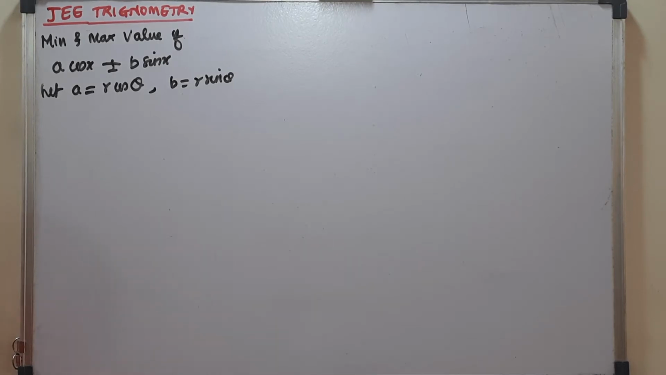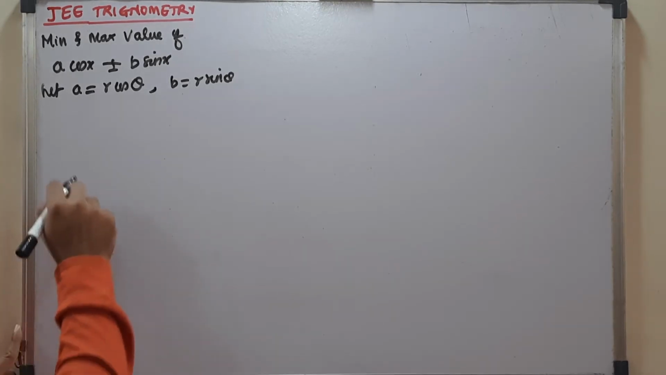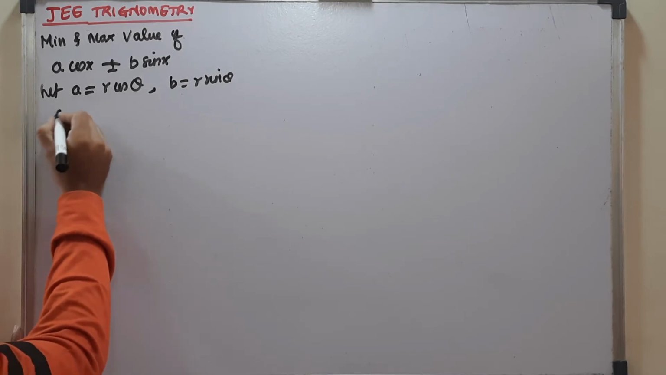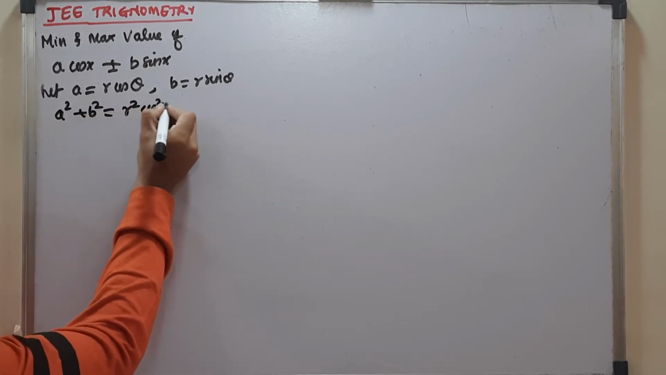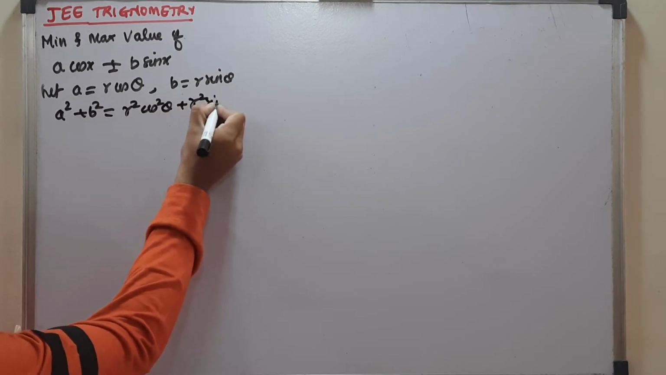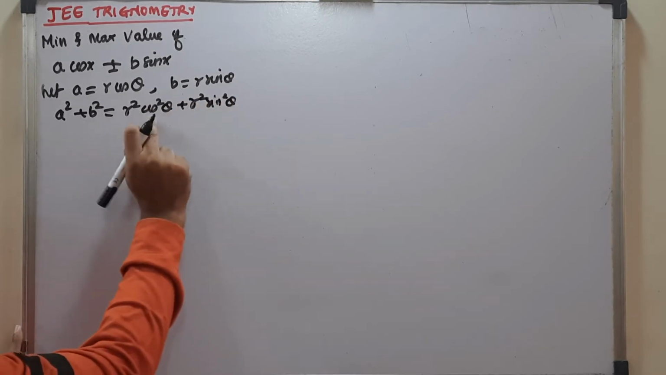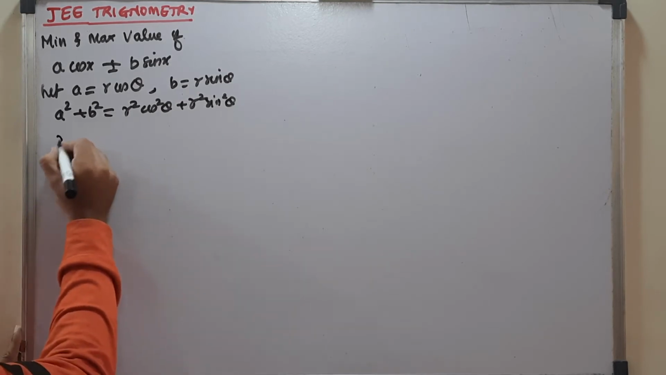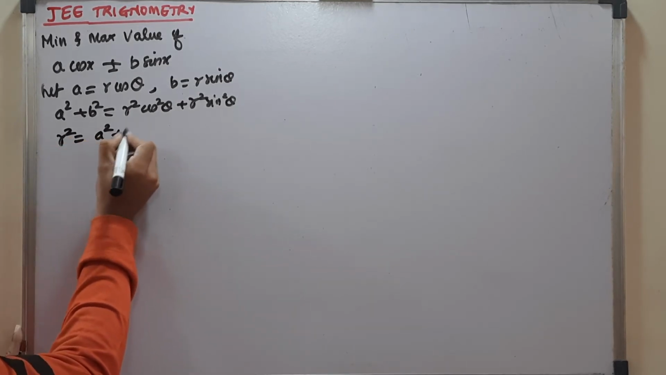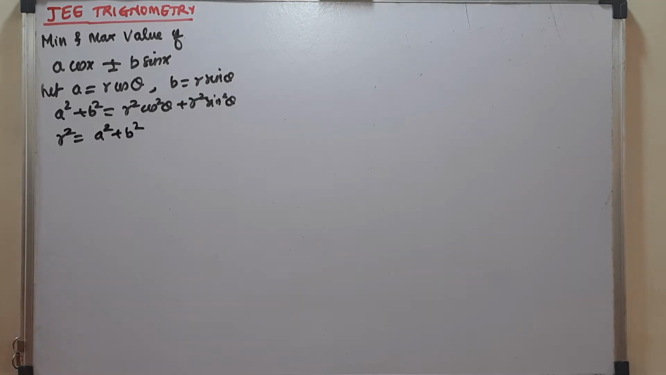So obviously, if I square and add, a square plus b square is equal to r square cos square theta plus r square sin square theta. Taking r square common, sin square plus cos square theta is equal to 1. So I get r square is equal to a square plus b square. This is one relation that I will get.